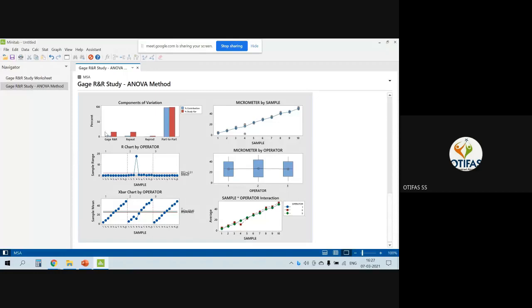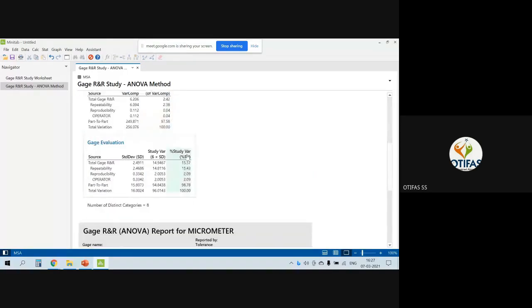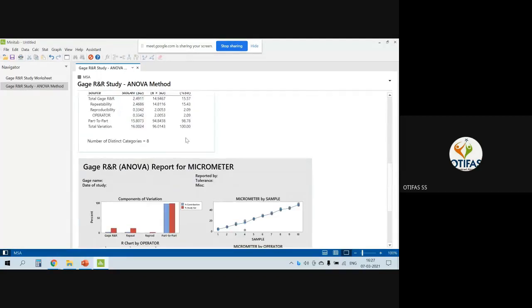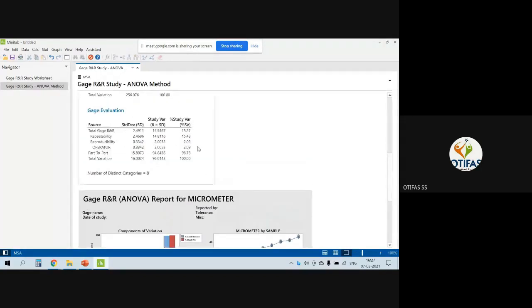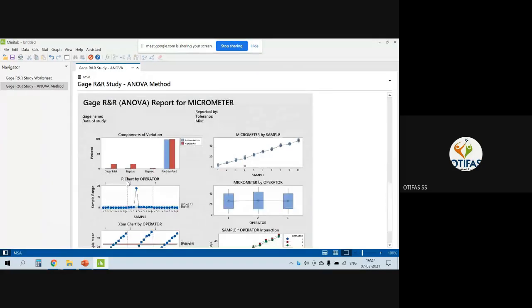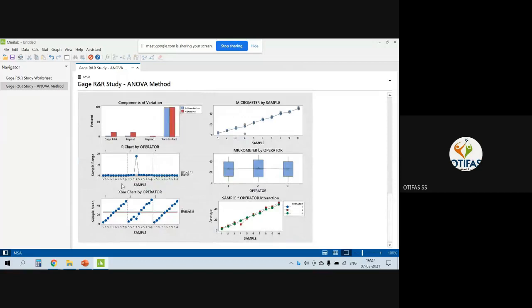Then you will see the total gauge R&R, which should be less than 10% of the total. This is not less than 10%, it is more than 10%. That means in the present scenario, we can say this measurement system is not reliable. We have to find the cause and correct it, and only then can we rely on this measurement system. So the gauge R&R should be less than 10%.